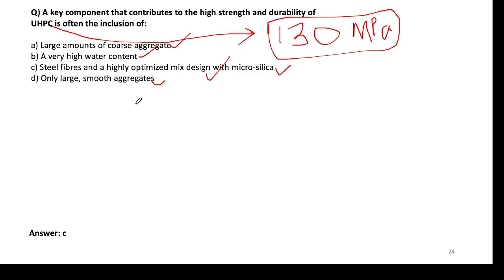Obviously we want very high strength, and even the tensile capacity we want to be much higher compared to normal concrete. The steel fiber will help in that, to improve even the compressive strength and reduce cracking. A highly optimized mix will use very fine aggregates and a very high content of binder. For example, we use microsilica because it is highly reactive and will form a very dense microstructure, which leads to an increase in strength.